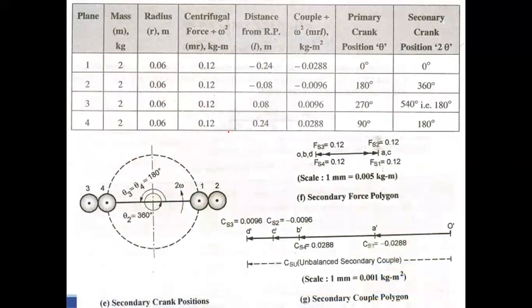Now you come to the secondary force. Now we are going to draw the secondary force and couple. These are all the secondary forces. What is the difference between the primary force and secondary force? In primary there is no n, but here you have to divide by n, and the angle is, instead of theta, 2 theta. That is the difference between the primary and secondary.